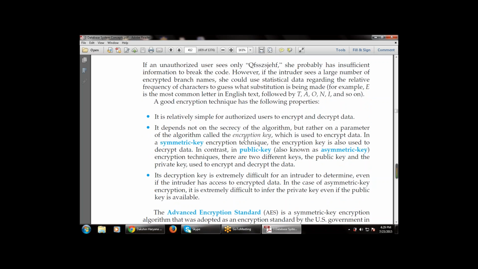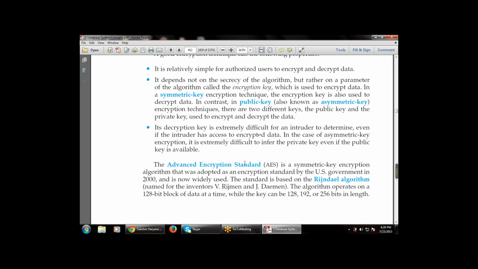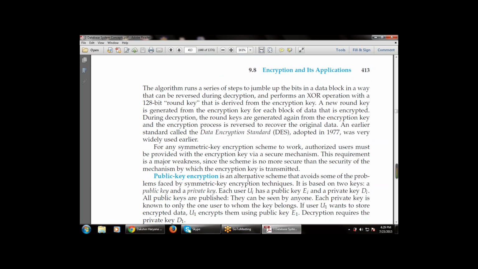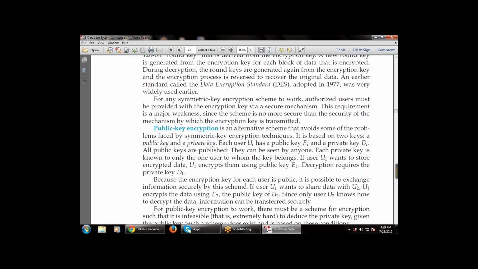In symmetric encryption, there are two types of encryption keys available: symmetric key encryption and asymmetric key encryption. So there are two encryption techniques used. One is symmetric key encryption, one is asymmetric key encryption. And there are standards used, the Advanced Encryption Standard and DES, the Data Encryption Standard, that are used in the encryption techniques.